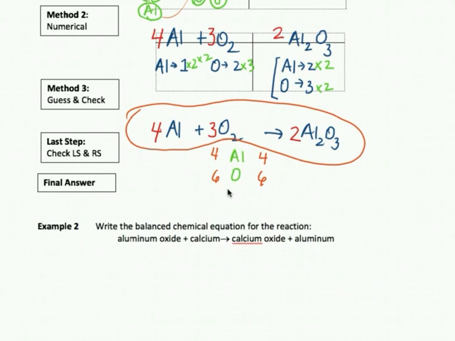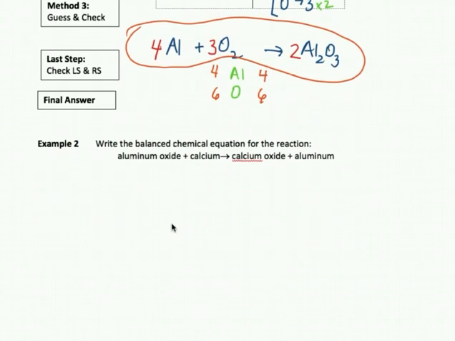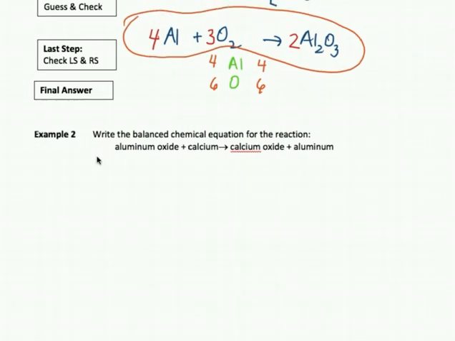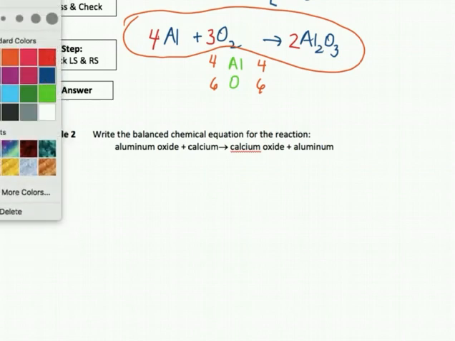I'll try all 3 and try to balance example number 2 here now. Example number 2, we have aluminum oxide with calcium creates calcium oxide and aluminum. So that's the word equation. So let's get to the skeleton equation. So again, even if you have to do a little bit of work before you actually get to your final equation, it's okay to do that.